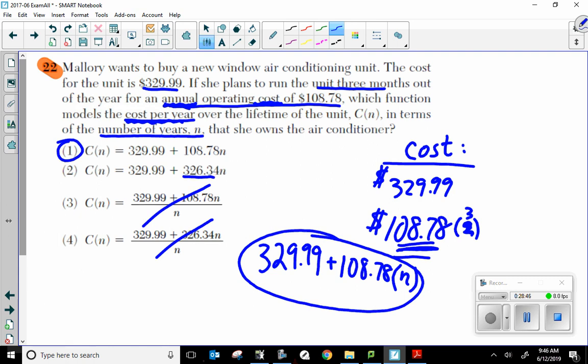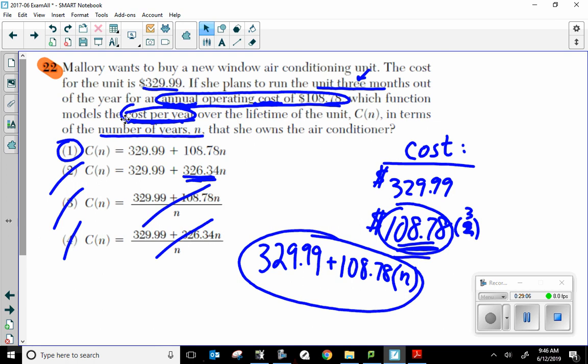If I take my 108.78, and for some reason I see this number 3 and I multiply it by 3, this is what I'll get. They're trying to throw you off, okay? You just got to understand the cost per year. And your annual cost is 108.78. Okay, that is not a monthly cost. That is an annual cost. All right, that one was relatively easy.